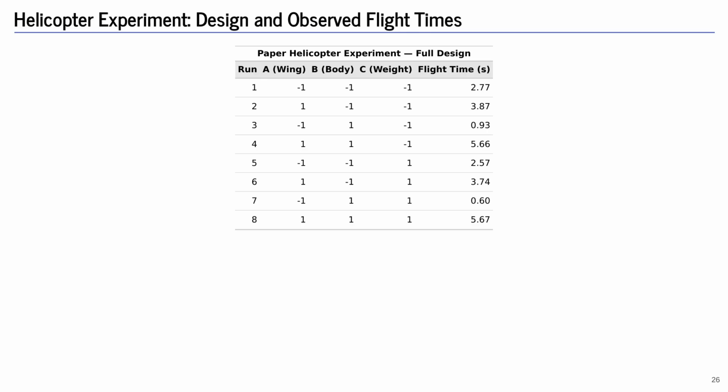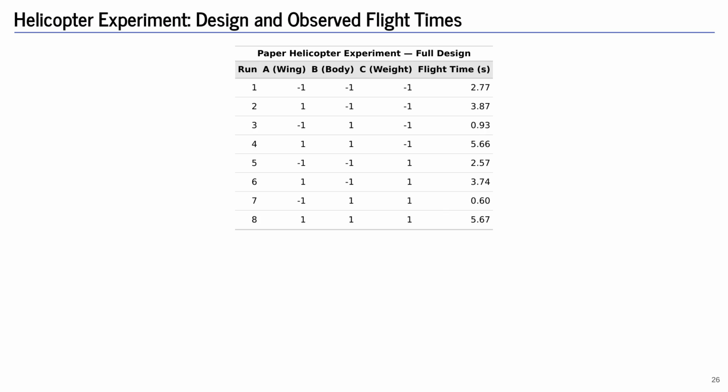8 rows, 1 per run, in standard order. Wing length, body width, and paper weight are each coded -1 and +1. The response is flight time in seconds. Look at the flight times and see if you can spot the pattern before we compute anything.